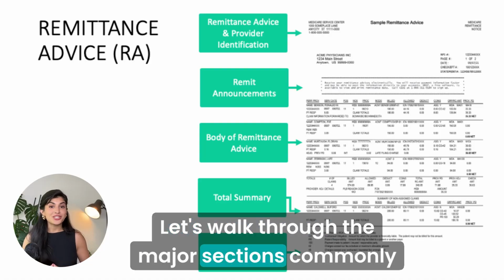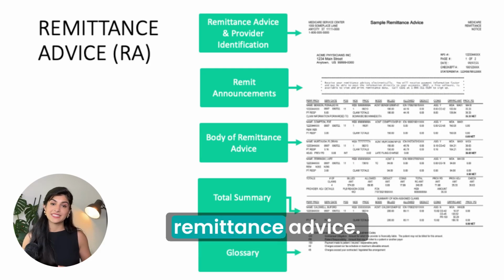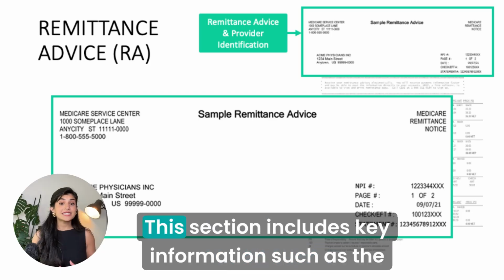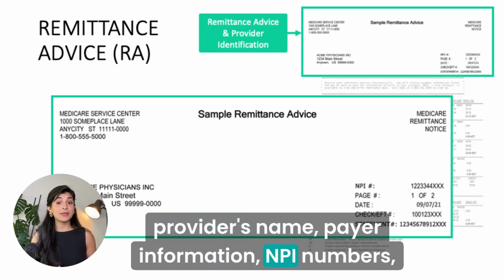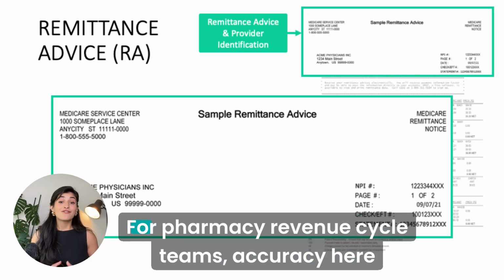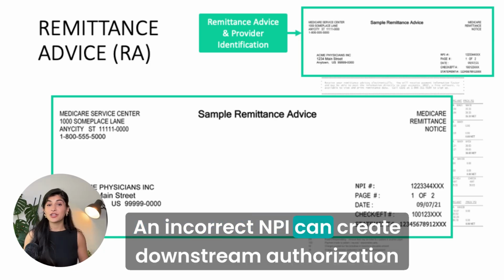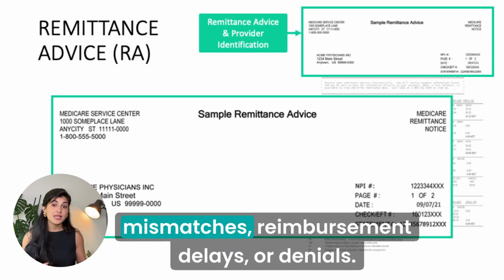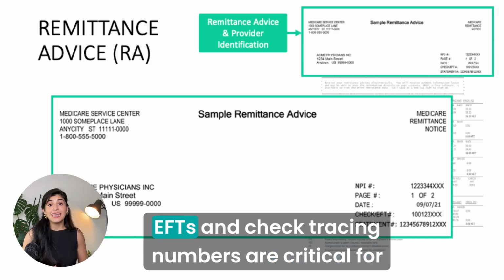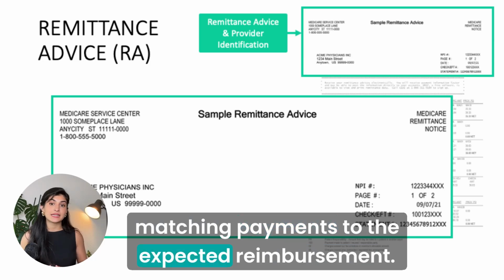Let's walk through the major sections commonly found within an 835 remittance advice. At the top of the remittance advice is the provider identification section. This section includes key information such as the provider's name, payer information, NPI numbers, check numbers, EFT details, and payment identifiers. For pharmacy revenue cycle teams, accuracy here matters. An incorrect NPI can create downstream authorization mismatches, reimbursement delays, or denials. For organizations managing payment reconciliation, EFTs and check tracing numbers are critical for matching payments to the expected reimbursement.